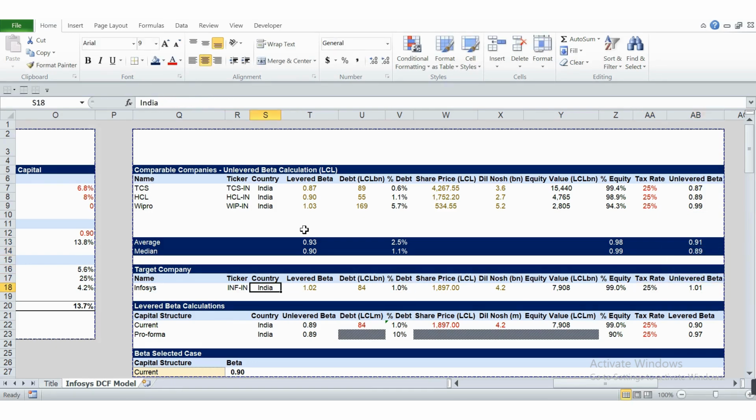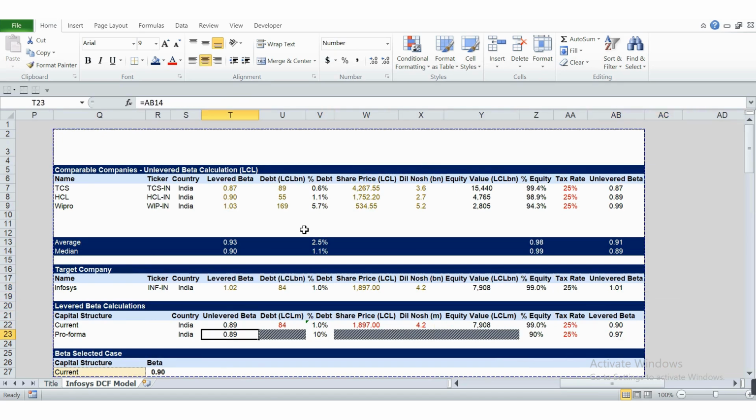From there, I have put in the target company's similar metrics just for illustration purposes, but usually this section would not be present if your company is a private company. Then we have a current structure or a pro forma structure. In the current structure, I have taken the debt and equity value from the financials of the company. Based on this, I re-lever my industry beta based on the D/E structure of my target company.